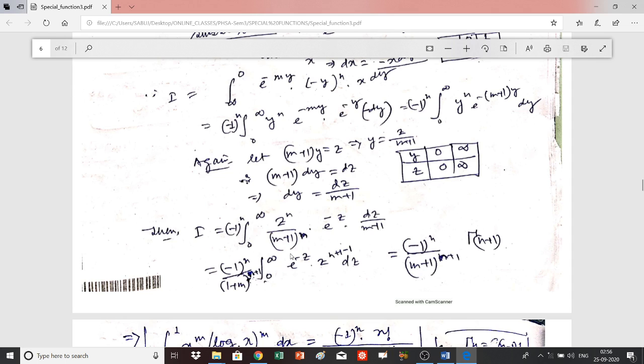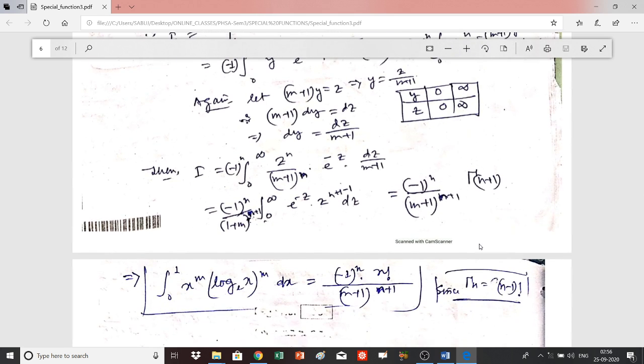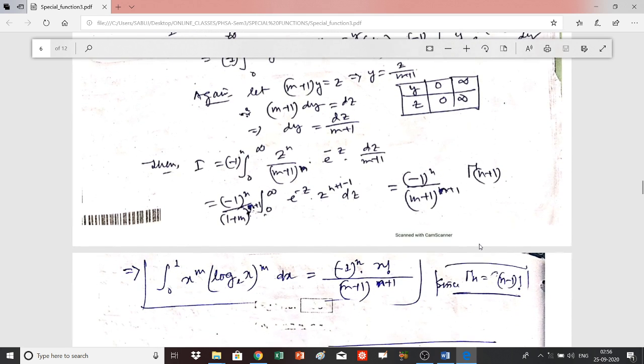And then from this relation, this integral value is nothing but gamma n plus 1. So this will give you minus 1 to the power n, 1 by m plus 1 to the power n plus 1, gamma n plus 1. And now you know that gamma n plus 1 is n gamma n. Also you know that gamma n is equal to n minus 1 factorial, so gamma n plus 1 can be written following this relation as n factorial.